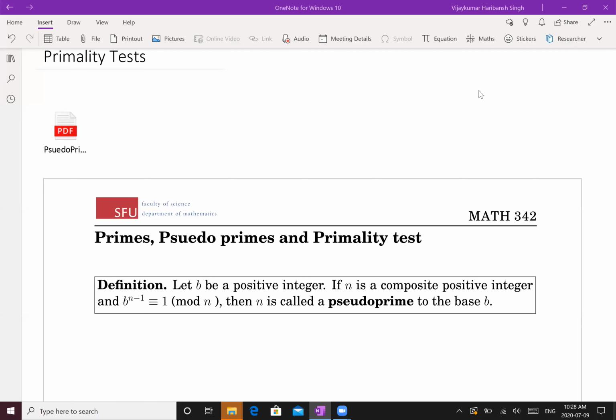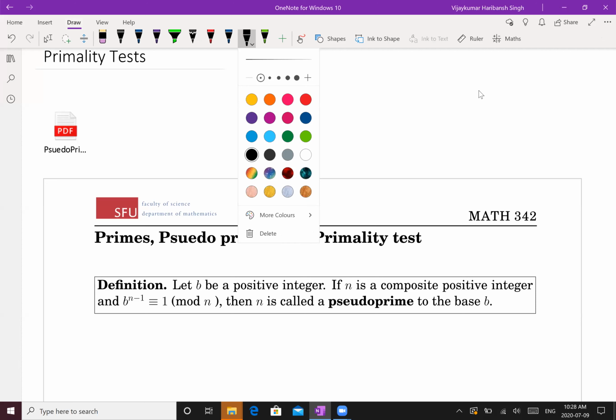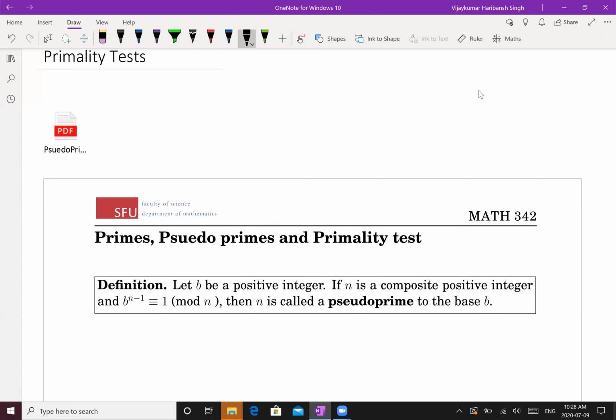Welcome students. We want to discuss primality tests. So the question is, given a positive integer n, check if n is prime.